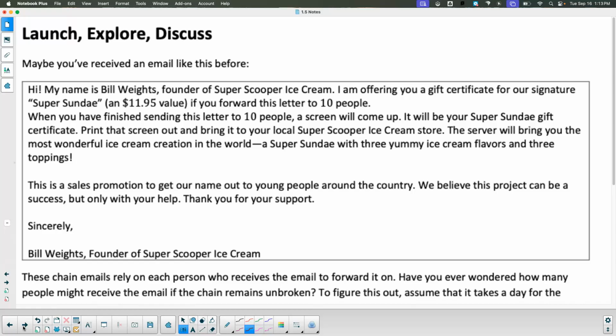Maybe you've gotten an email like this in the past where Bill Waits, founder of Super Scooper Ice Cream, is offering a gift certificate for our signature Super Sundae, an $11.95 value, if you forward this letter to 10 people. When you have finished sending this letter to 10 people, a screen will come up. It will be your Super Sundae gift certificate. Print that screen out, bring it to your local Super Scooper ice cream store. The server will bring you the most wonderfulest ice cream creation in the world, a Super Sundae with 3 yummy ice cream flavors and 3 toppings.